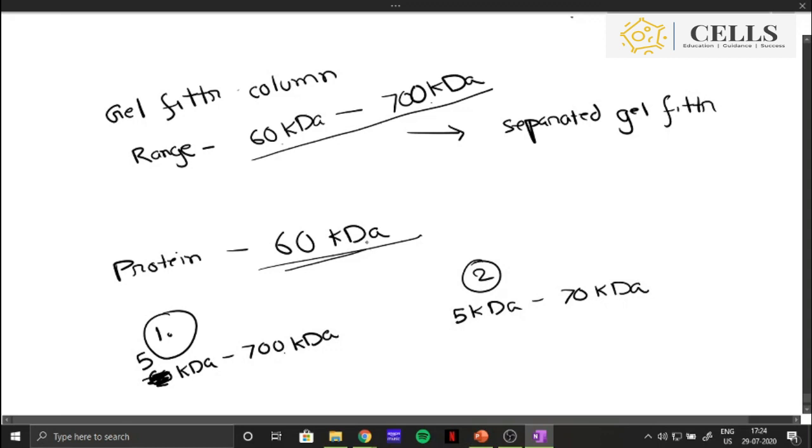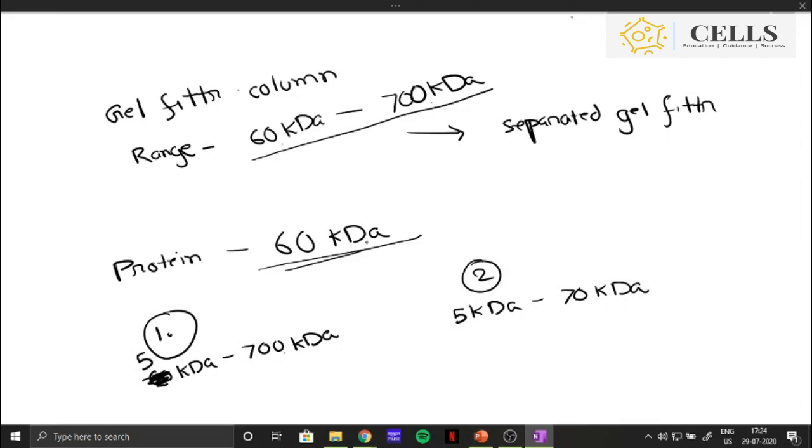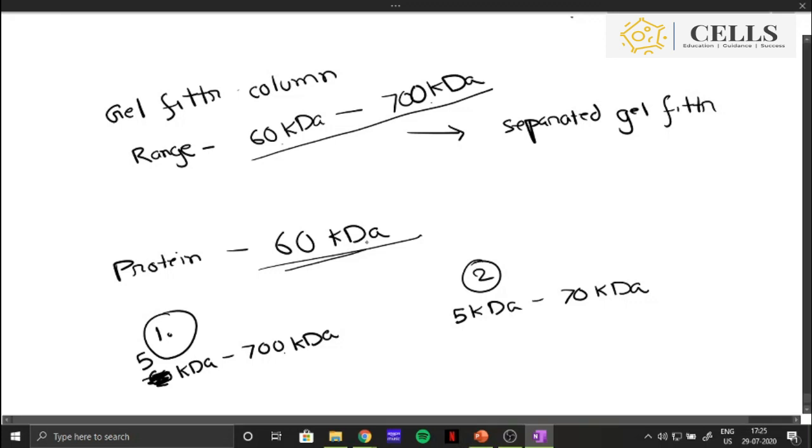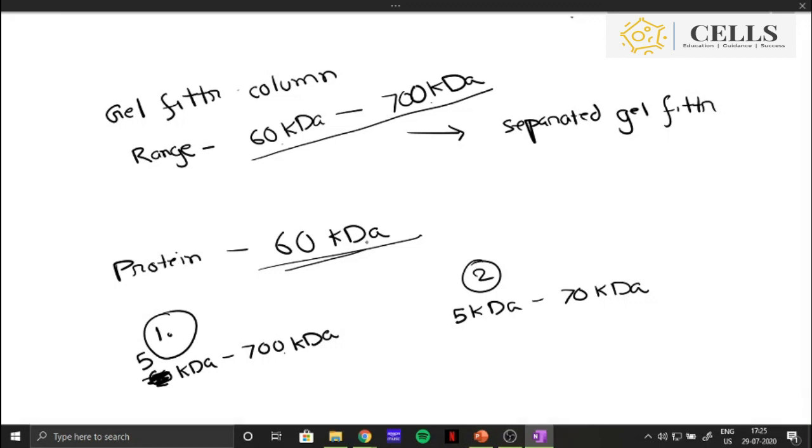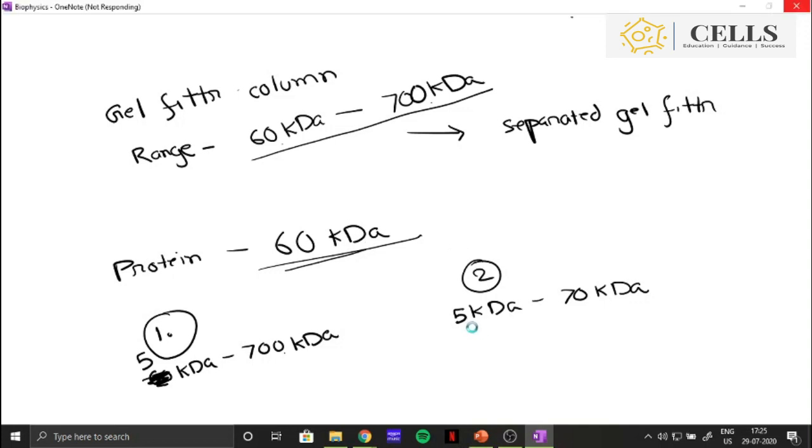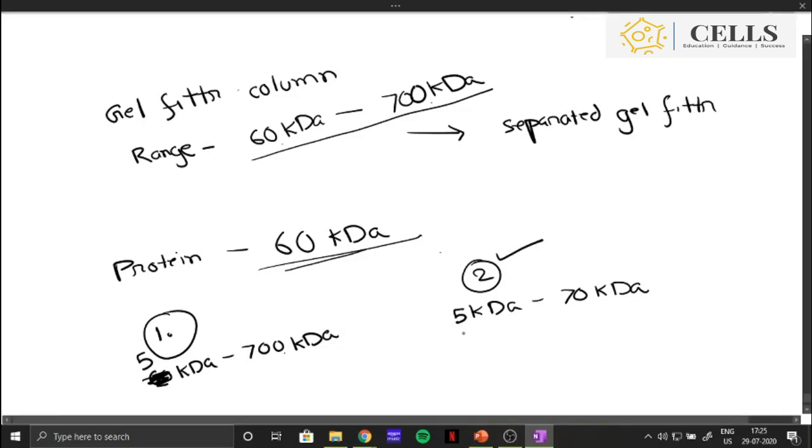Okay, the answer is number 2, because, think of it like this. Suppose it is 5 kDa to 70 kDa and you have a 60 kDa protein.